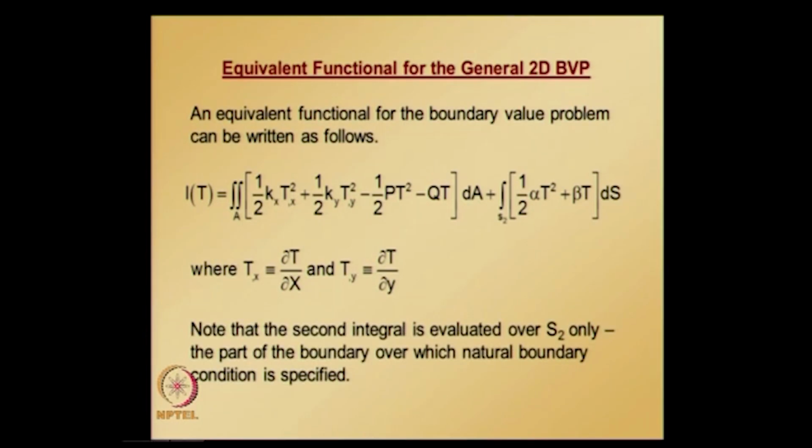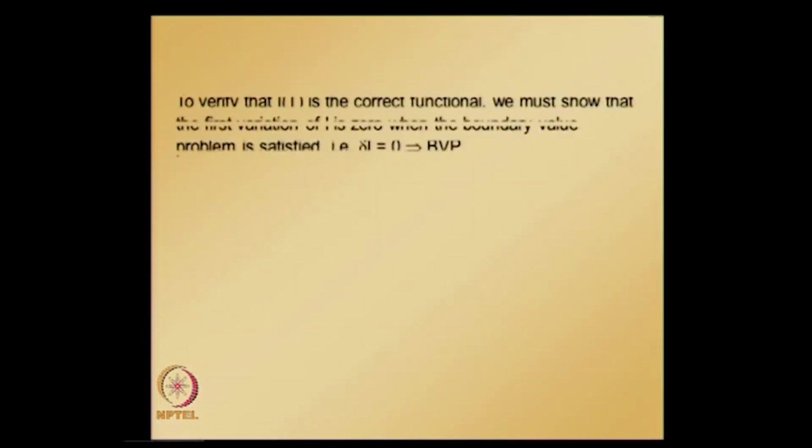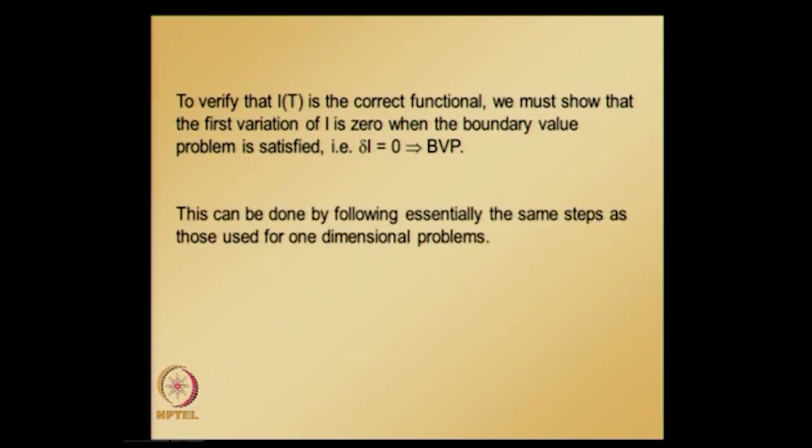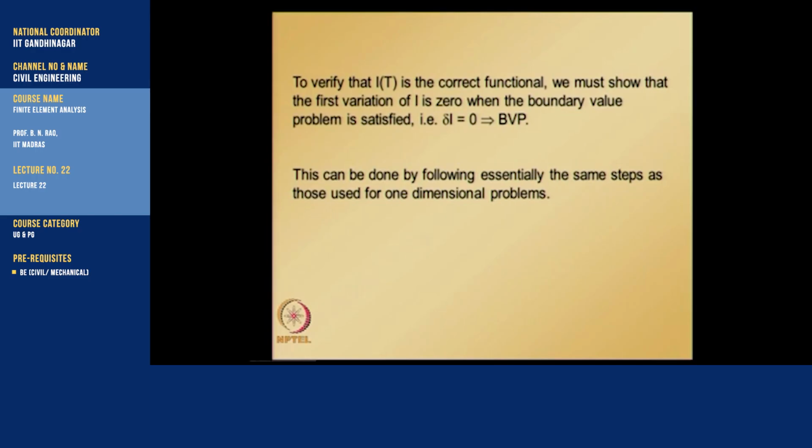So, to verify that indeed the equivalent functional which is given in the previous slide is the correct functional, we must show that the first variation of this I is 0 when the boundary value problem is satisfied. So, the equivalent functional is given, so we need to check whether the variation of I is equal to 0 or not. If it is satisfied, then it is going to be the equivalent functional for the given problem, and this can be done by following essentially the same steps as those used for one dimensional problems, which we already did.